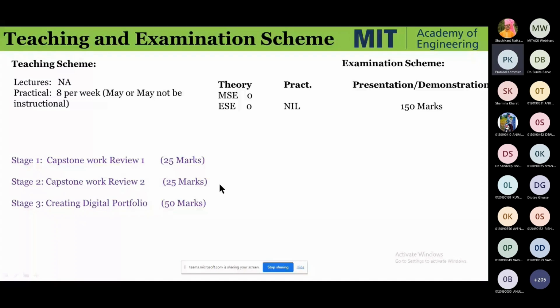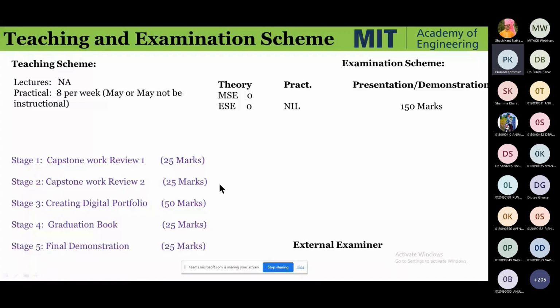The fourth stage is your graduation book, which is again for 25 marks, and the last is the final demonstration, which will be in front of a jury, for 25 marks. Along with your internal supervisor, your guide, one jury member, an external examiner, will be there. They will be assessing your final demonstration. So these four stages will be done with the help of your supervisor and one more faculty from the same department or from another department, and the final demonstration will be done in front of a jury.